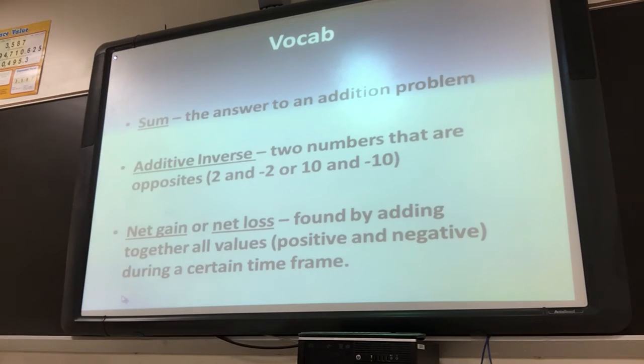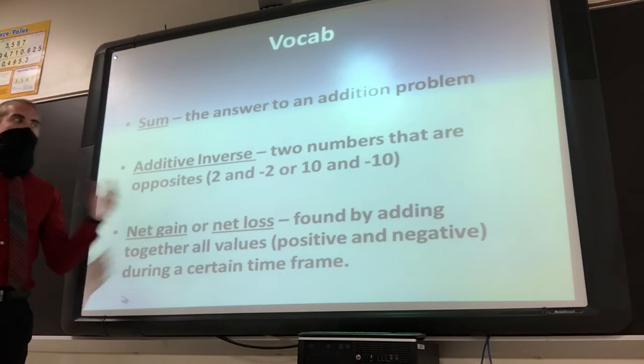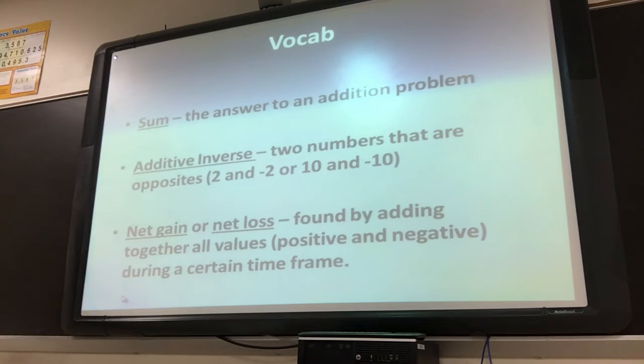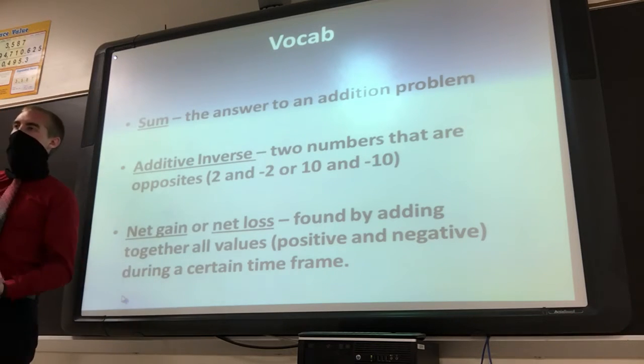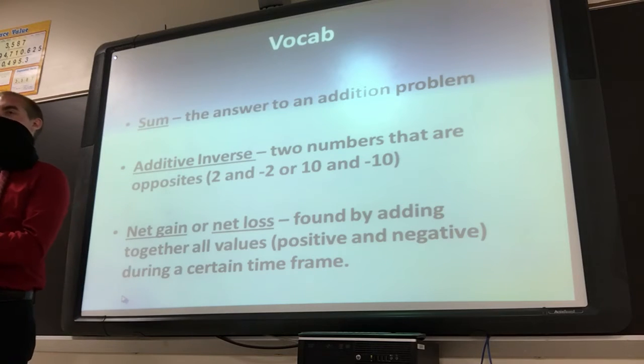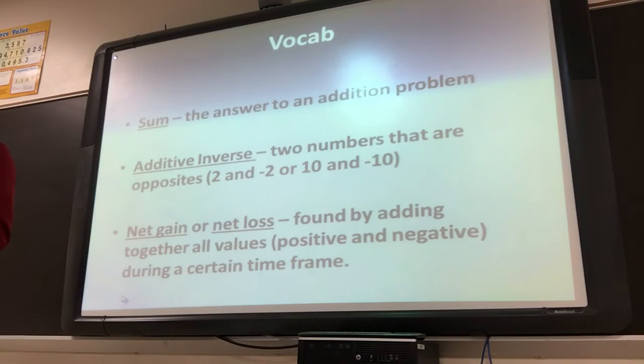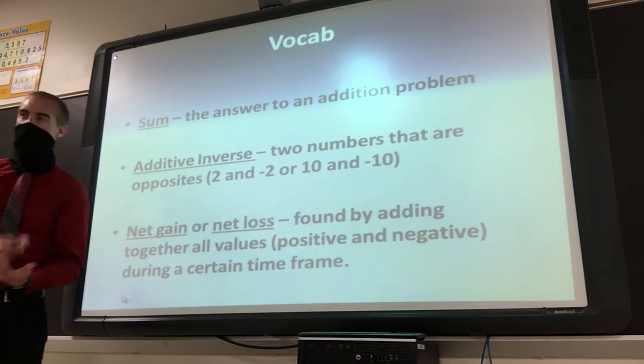Additive inverse, this is a term that we're going to use and see for the rest of the year. And so we talk about it on day one, really. We're going to use this quite a bit this year. Additive inverses, if two numbers are additive inverses, they are opposites. So the opposite of 2 is negative 2. The opposite of 10 is negative 10. The opposite of 1,000 is negative 1,000.